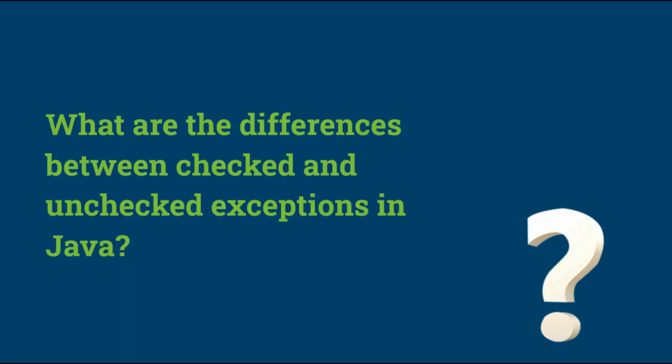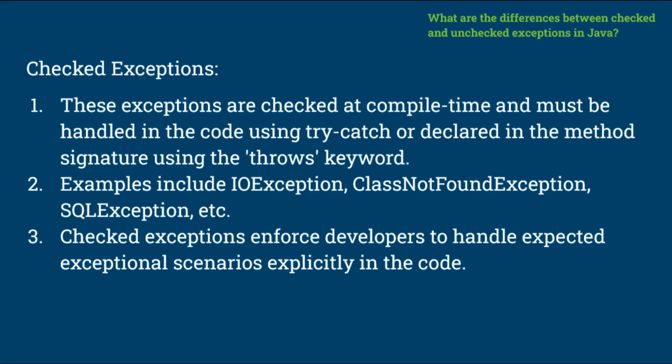Next question, what are the differences between checked and unchecked exceptions in Java? First, let's discuss checked exceptions. These exceptions are checked at compile time and must be handled in the code using try-catch or declared in the method signature using the throws keyword. Examples include IOException, ClassNotFoundException, SQLException, etc. Checked exceptions force developers to handle expected exceptional scenarios explicitly in the code.